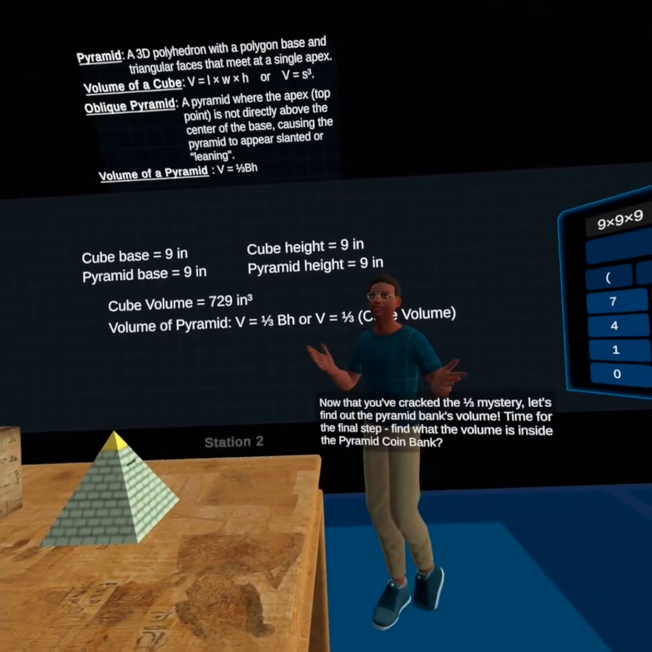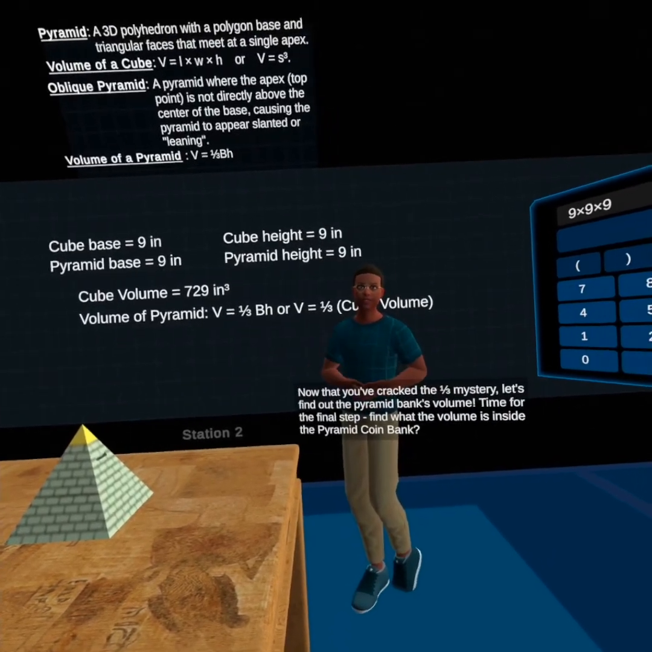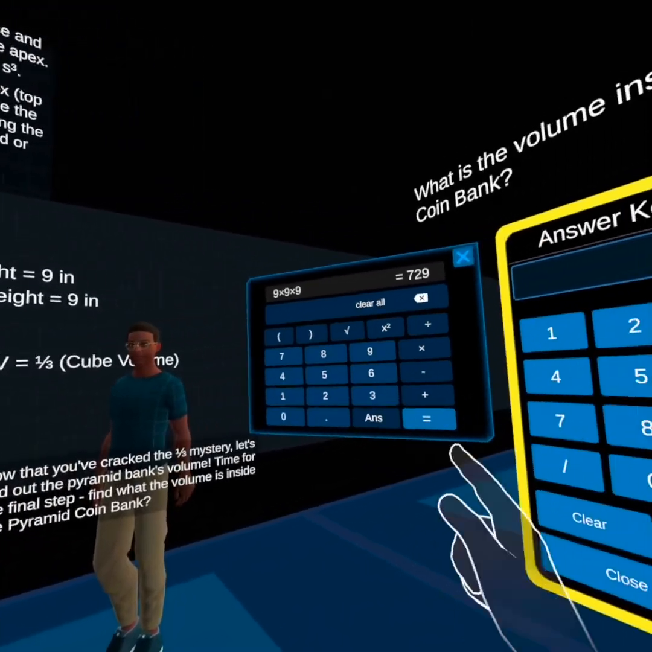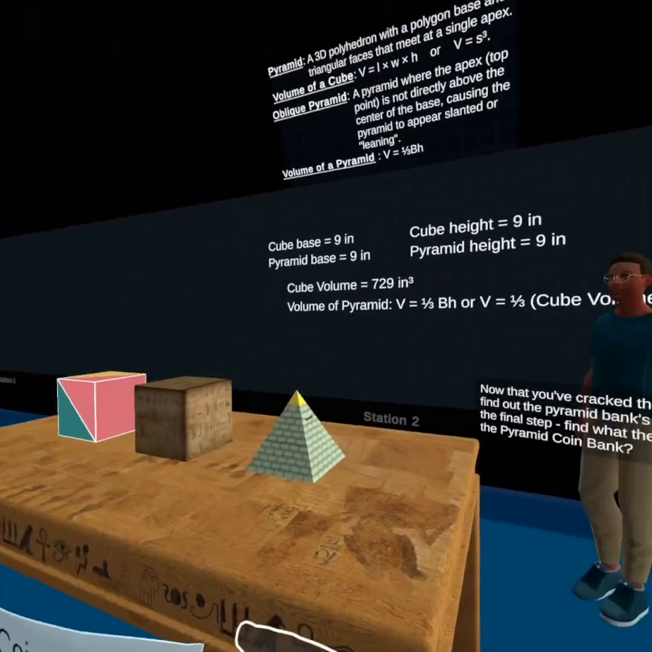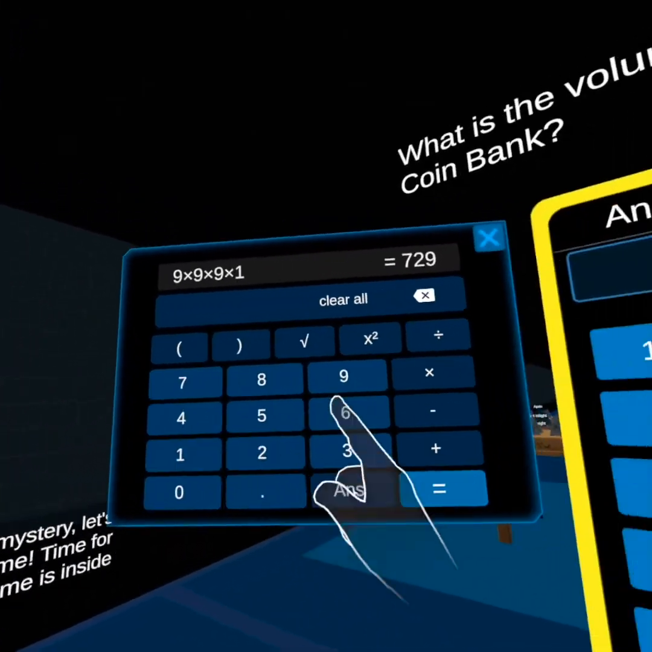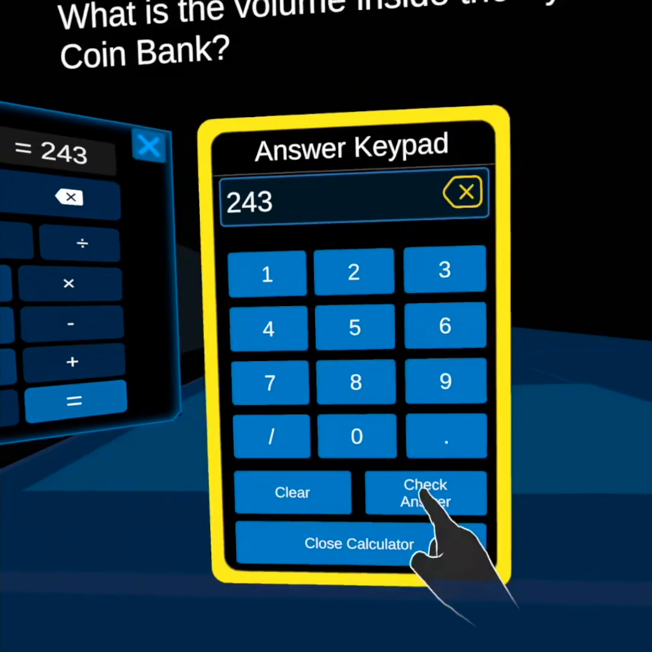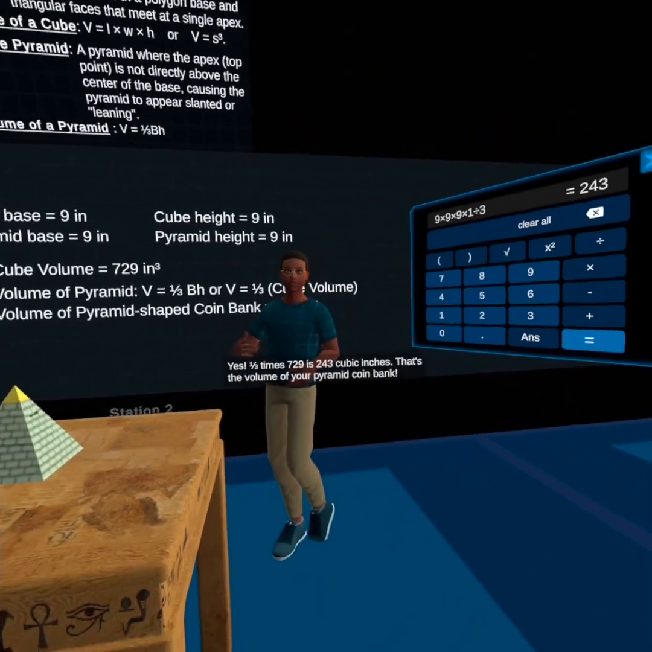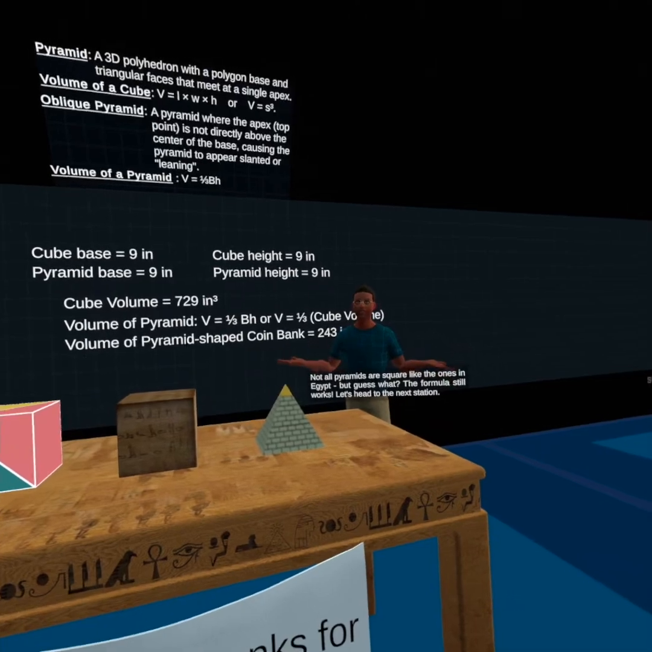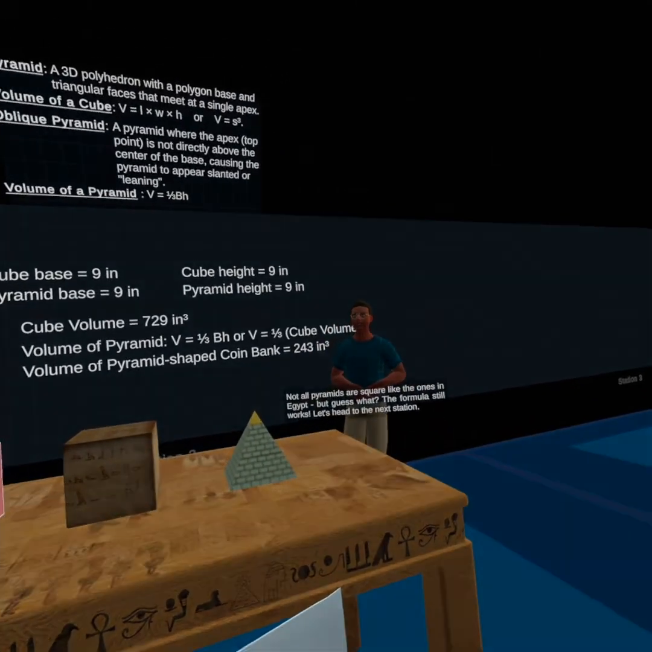Now that you've cracked the 1/3 mystery, let's find out the pyramid bank's volume. Time for the final step. Find what the volume is inside the pyramid coin bank. All right, so I found the volume of the cube. It has the same base, so I'm going to multiply it by 1/3. Yes, 1/3 times 729 is 243 cubic inches. That's the volume of your pyramid coin bank. Not all pyramids are square like the ones in Egypt, but guess what? The formula still works. Let's head to the next station.